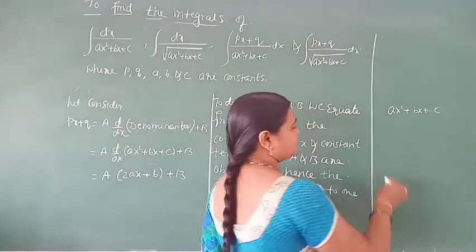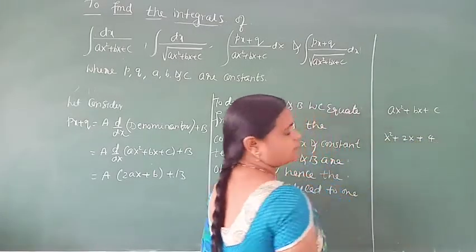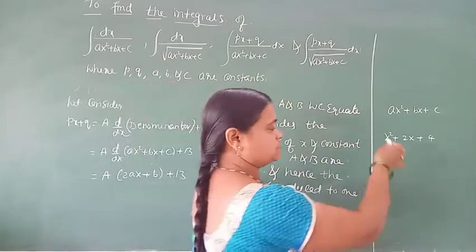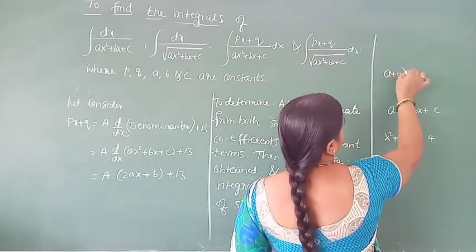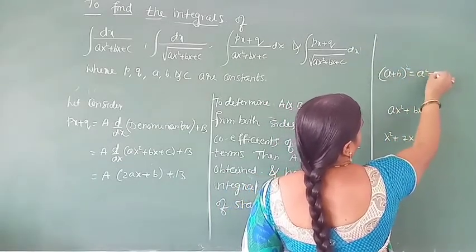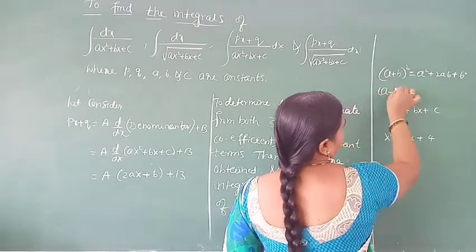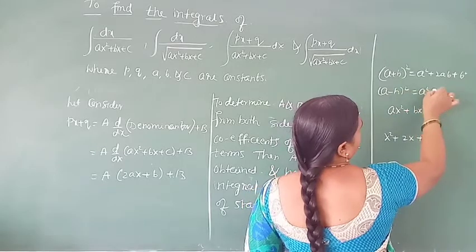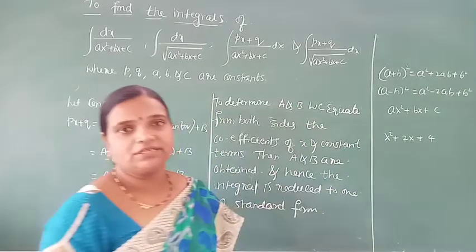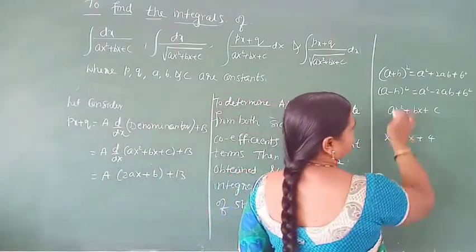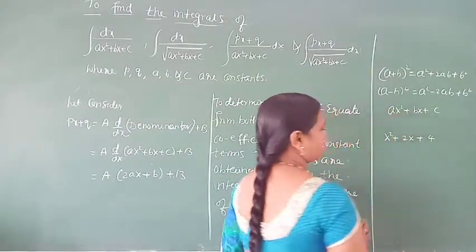For example, take x square plus 2x plus 4. We have to convert this into the form of the perfect square method. That is, a plus b the whole square is a square plus 2ab plus b square, or else a minus b the whole square is a square minus 2ab plus b square, and we can apply either form. If the middle term is plus, it is a plus b the whole square; if the middle term is minus, it is a minus b the whole square.